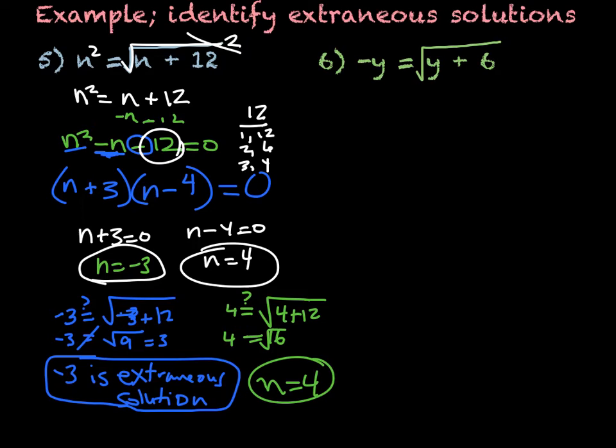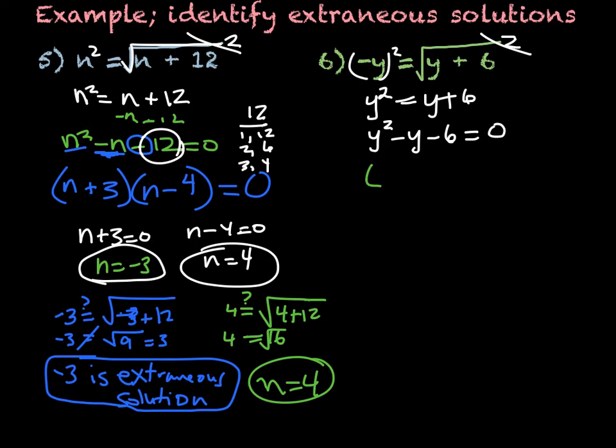For the next one, what we're going to do is we have to square both sides. So when we square this side, it's going to give me y squared equals y plus 6. So y squared minus y minus 6 equals 0 when I do my subtraction to both sides. So y and y, second sign is negative, so one's plus, one's minus, equals 0.